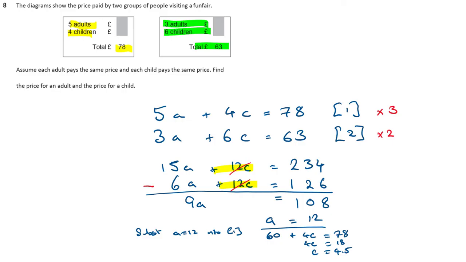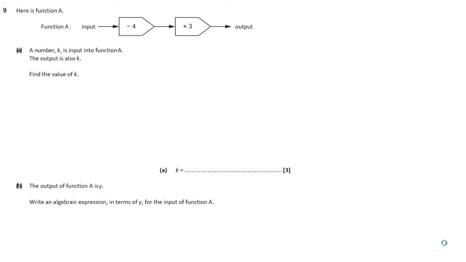So what is the price of the adult and the price for a child? The adult ticket is £12 and the child ticket is £4.50. Bargain. Question 9. Here's a function.